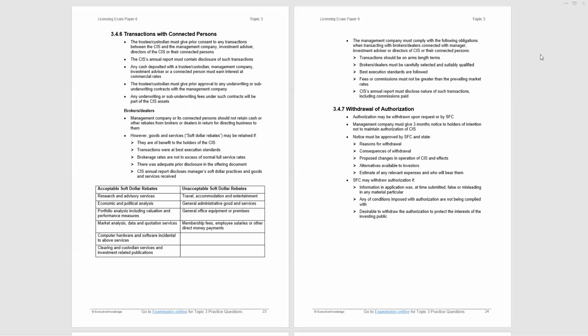Okay, the brokers, dealers, there's a point that I've been referring to through the material already, and here it is, and this one I think is significant. Management company or its connected person should not retain cash or other rebates from brokers or dealers in return for directing business to them. So cash rebates generally are allowed, especially with discretionary account management, but this is the one case you cannot retain cash or other rebates from brokers or dealers. It's where you are managing a collective investment scheme. Remember, that's the material that we're covering here.